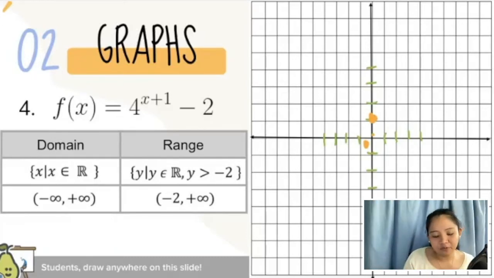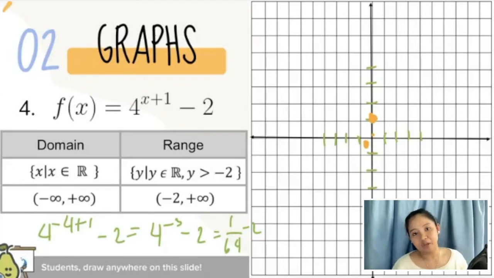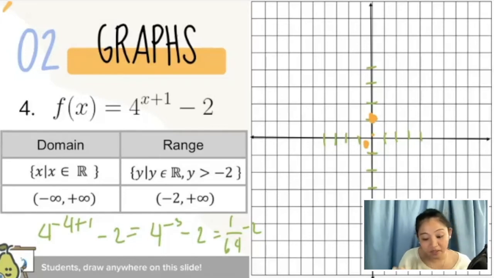So, paano pag negative 4 naman si x? So, we're going to have 4 raised to negative 4 plus 1 minus 2. This would be 4 raised to negative 3 minus 2, giving us 1 over 64 minus 2. So, somewhere along negative fraction tayo. If we're going to solve for this, we're going to get negative 127 over 64. So, parang ano yun? Negative 1 and 63/64. So, hindi siya tatama ng -2. So, somewhere along, di ba, -4 to -2, -1/64 is somewhere here. Here you go.